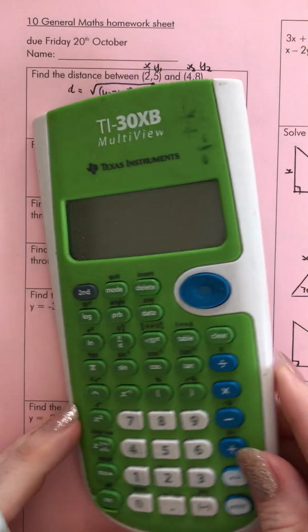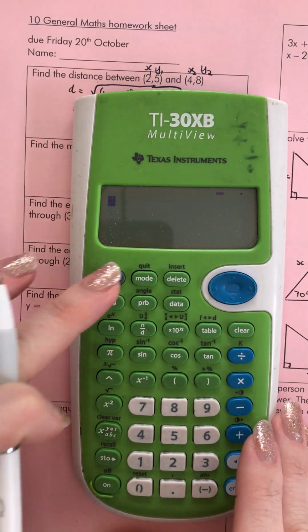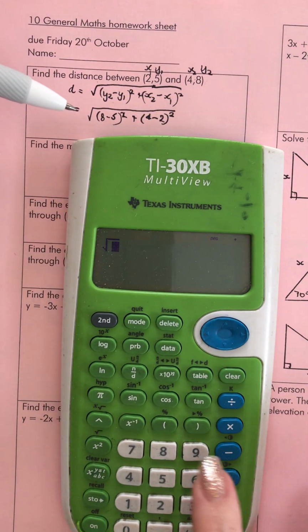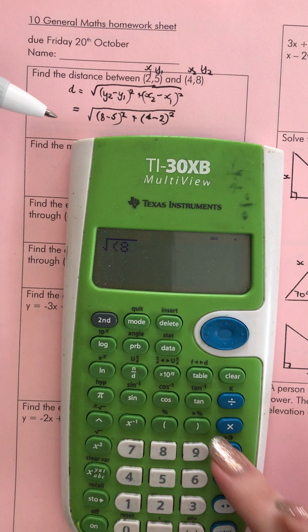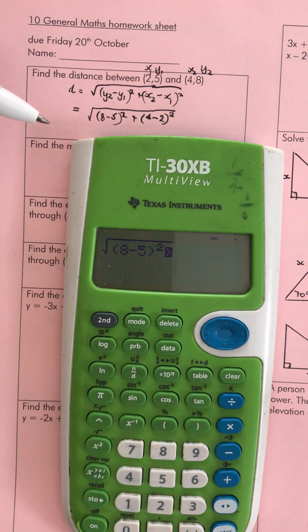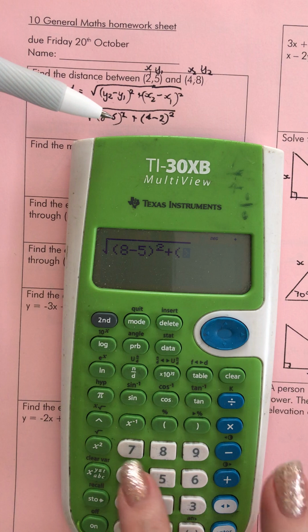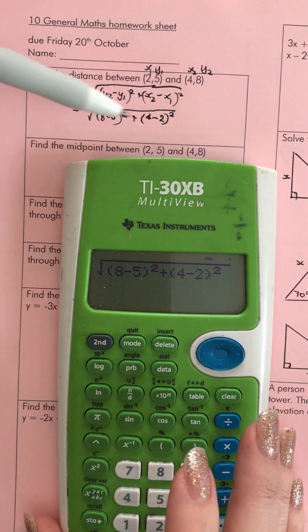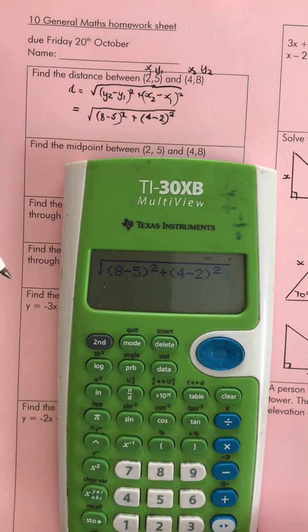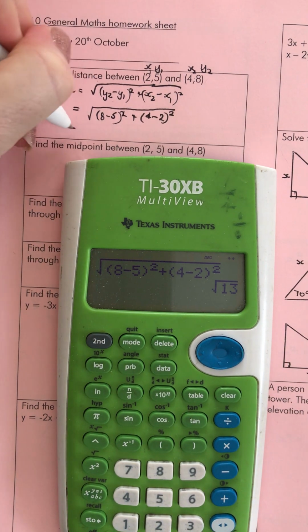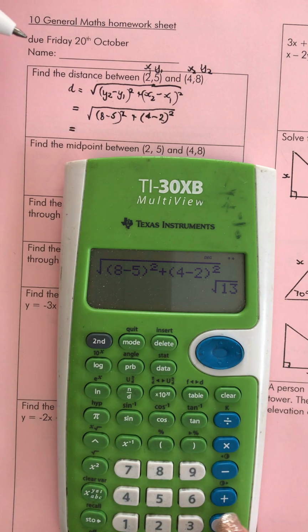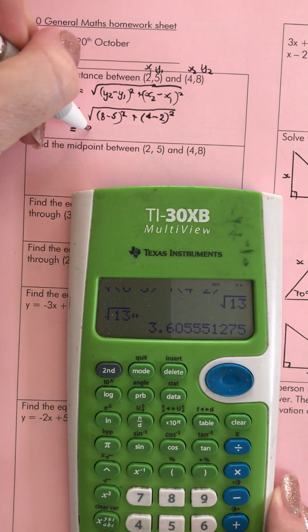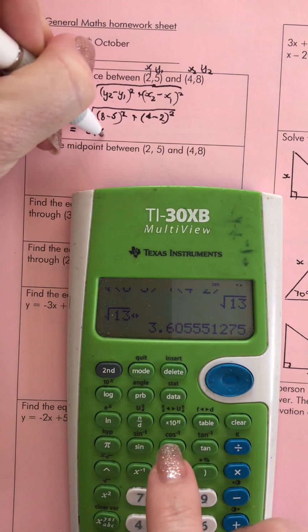So I'll grab my calculator so you can see how I can type it straight in. So I'm going to do the square root sign, and then I'm going to put in what is there. So bracket, 8 take away 5, bracket, then squared. And then I've got plus 4 take away 2, bracket, squared. So I've just typed exactly what I've written there into my calculator. Then I'm pressing enter. Now you'll notice it comes up with the square root of 13. Then I can just press this white button with the arrows, which changes it to the decimal, which is 3.605, so I'll round that to 3.61.